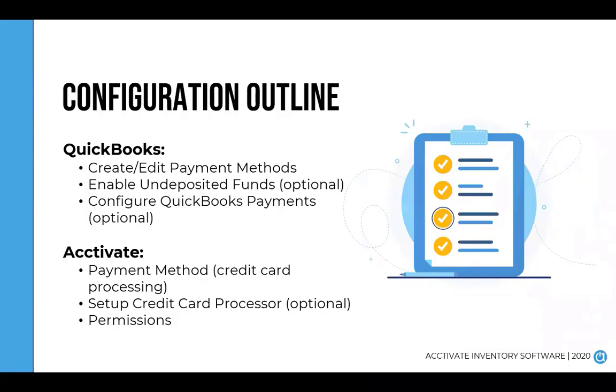And then, of course, in order to process credit cards in Acctivate, you would need to integrate your credit card processor with Acctivate. And then finally, there are various permissions that can be configured to restrict access to credit card function and other payment functions. Okay, so let's dive into this configuration together. And we're going to start in QuickBooks.